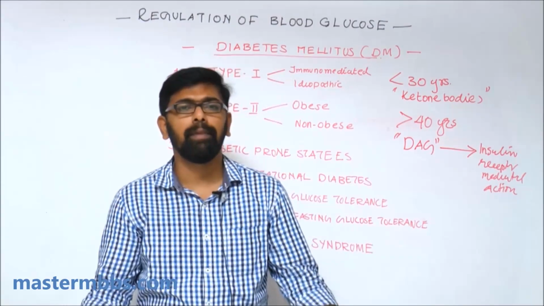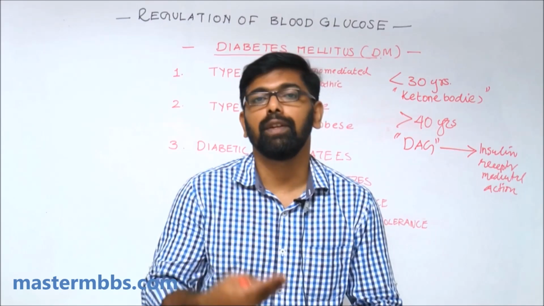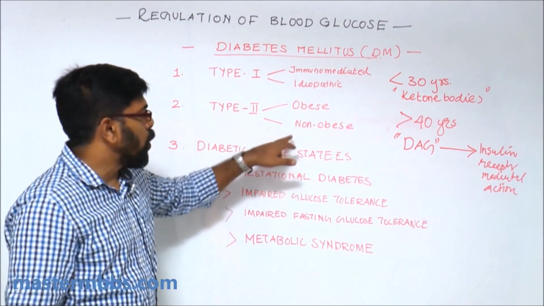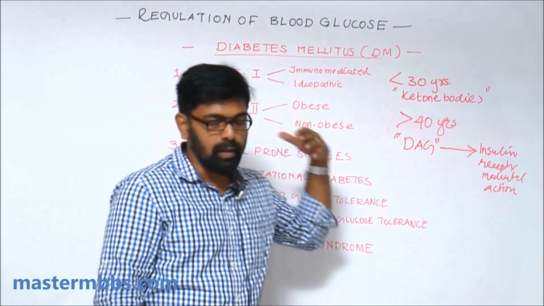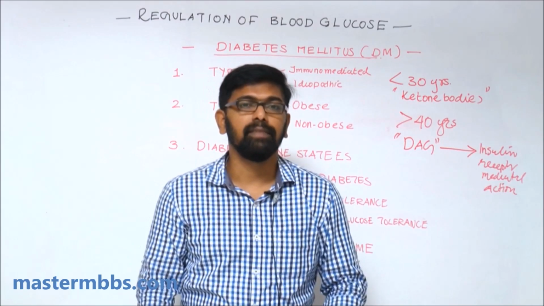So what is type 2 diabetes mellitus? You have plenty of insulin, but insulin is not active due to lack of receptors. Obesity is one of the reasons for that. In an obese person, the number of receptors will be lesser.